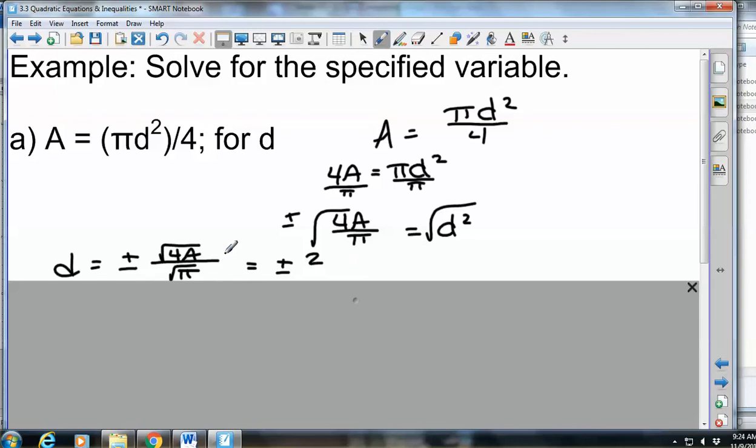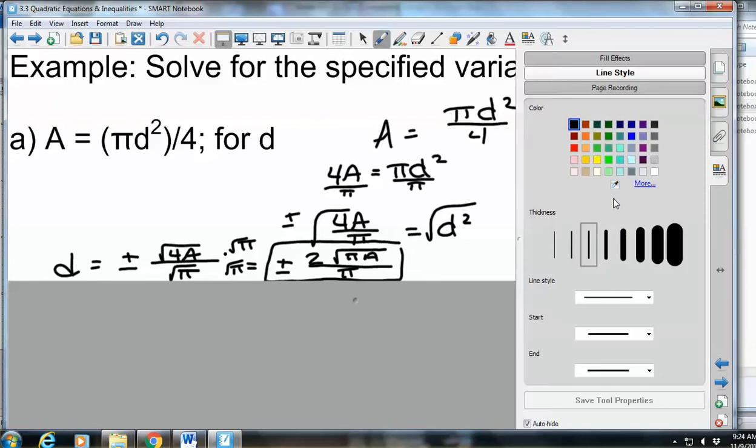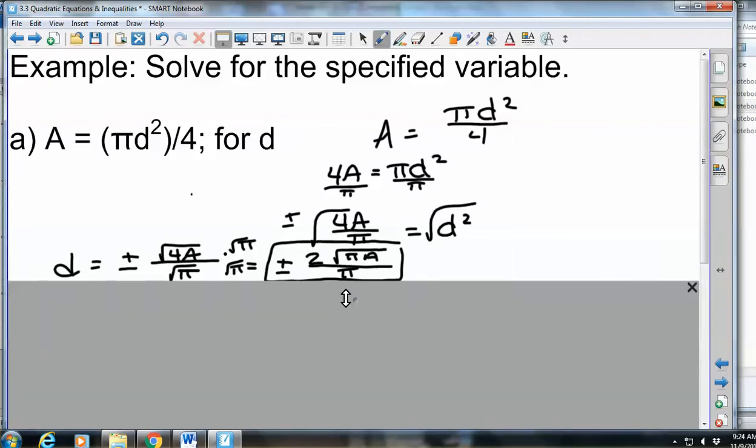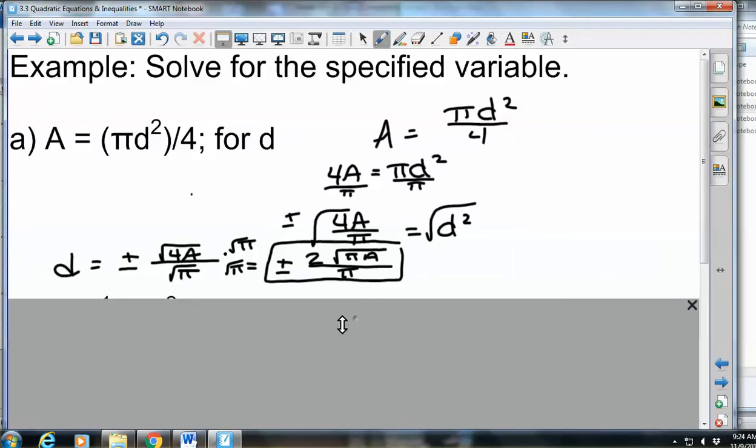Can you leave a radical in the denominator? So you can multiply by the square root of pi on top and bottom. So you get 2 square root of pi times a over pi. These answers are not necessarily going to be pretty, but you're just manipulating it to get the d portion by itself. What questions do you have right there?